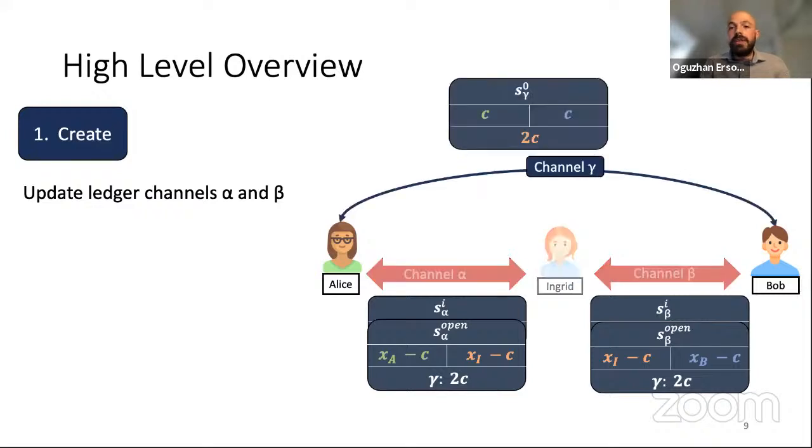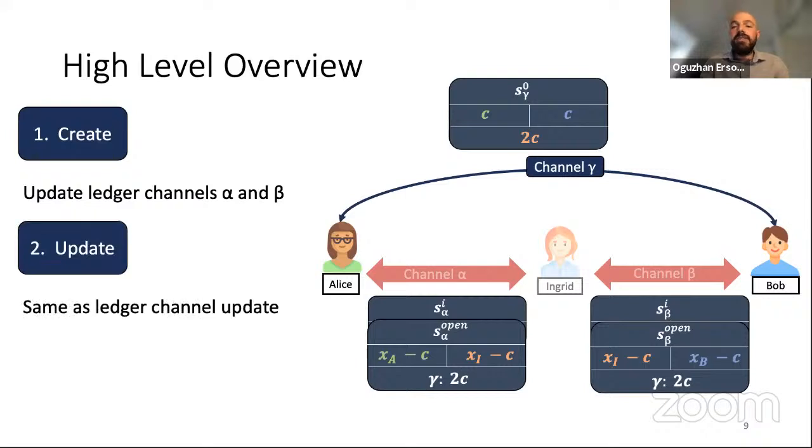And then we create this virtual channel, which has C coins on both sides. In addition to that, we also have 2C collateral, which is important for the balance security of the parties. Once these transactions are exchanged between these parties in an off-chain manner, the channel is created. Once the channel is created, updates in this virtual channel are done in the same manner as in a ledger channel, which only requires exchange between Alice and Bob. It doesn't require anything from Ingrid.